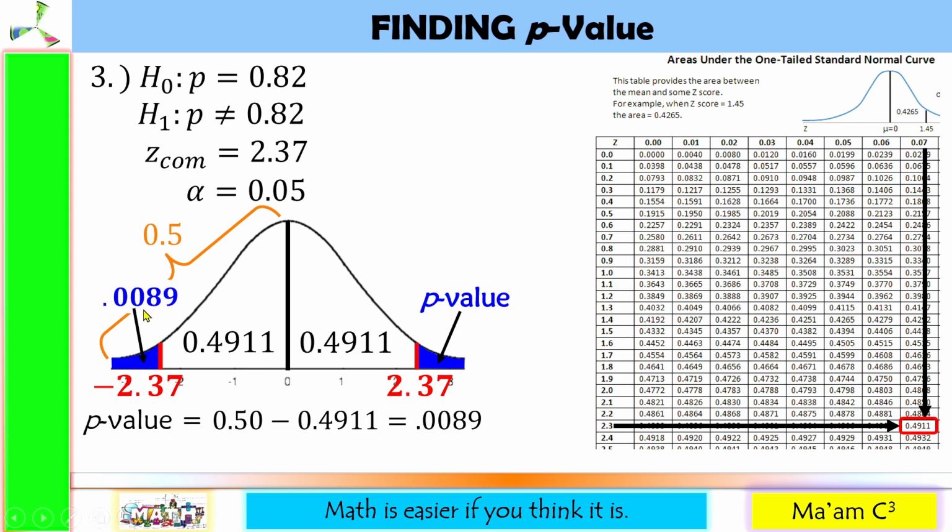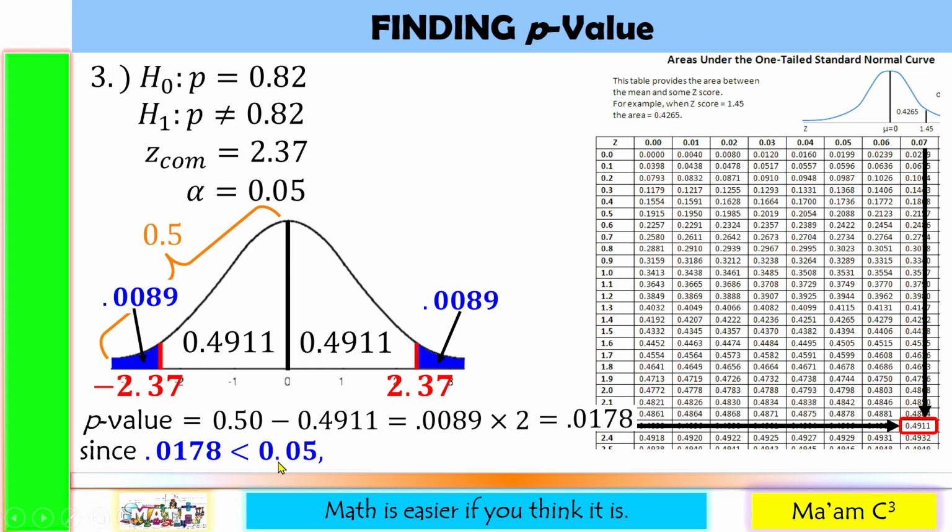But this is only on the left side. We also have one here on the right side. Since this is symmetrical, the p-value here is also 0.0089. So to solve, what we are going to do is to multiply this by 2. And this will give us 0.0178. Now let us decide. Since 0.0178 is less than 0.05, our alpha, then the decision is to reject the null hypothesis.